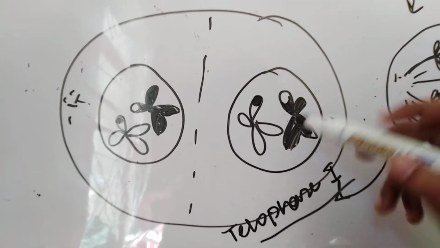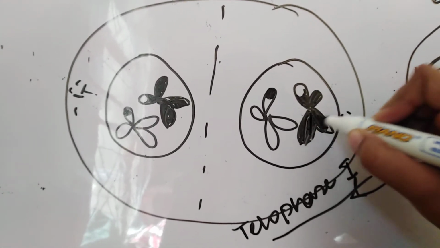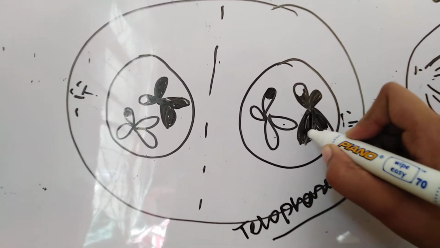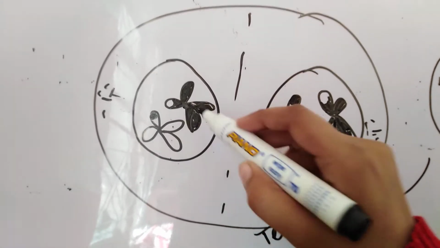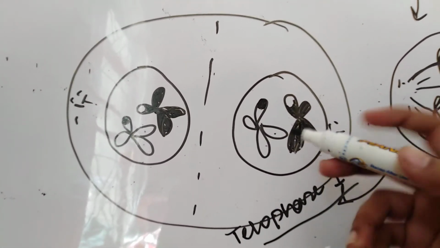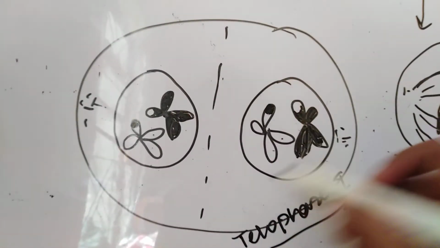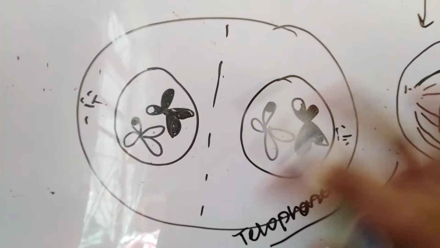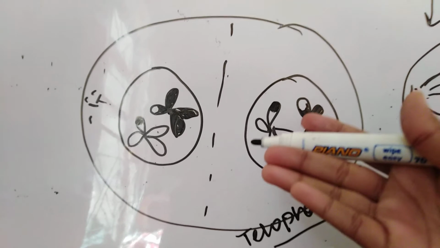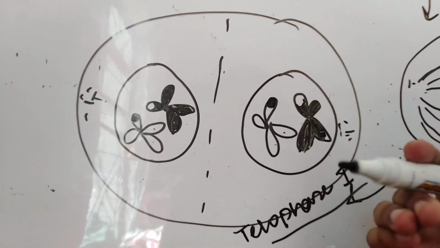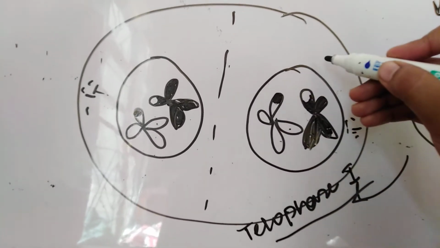I have drawn this diagram to show the genetic recombination which was done in prophase 1, but each chromosome still consists of two chromatids. Each has two chromatids, 1, 2, 1 and 2. It means chromosomes are present in the form of pairs.